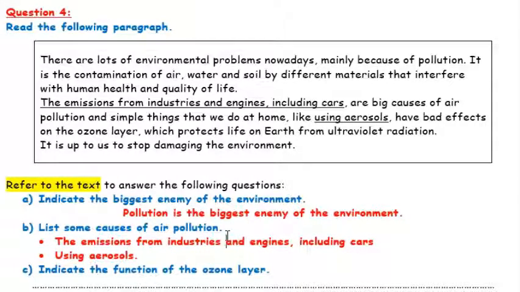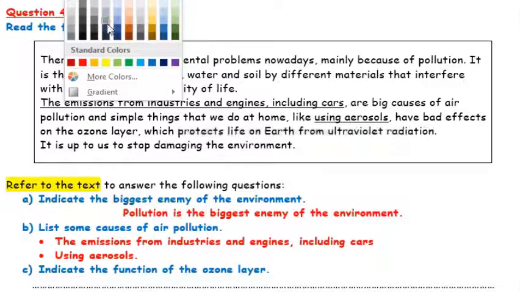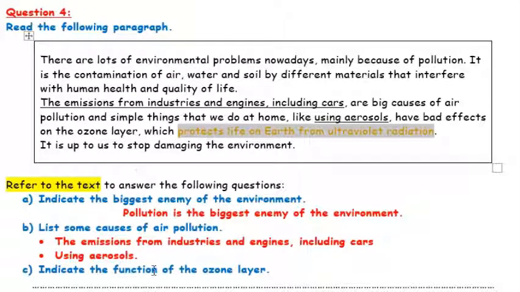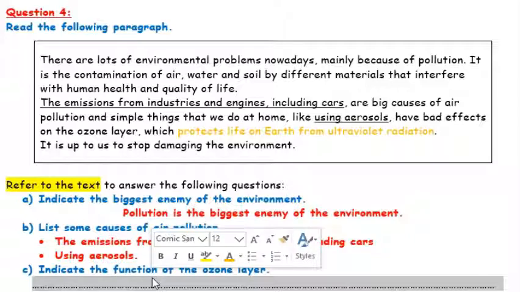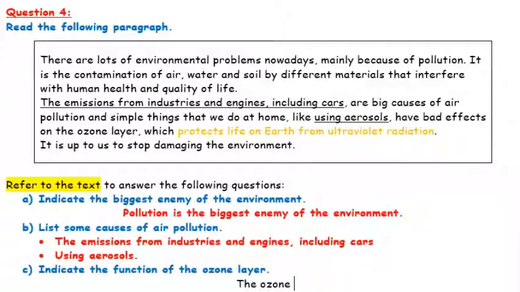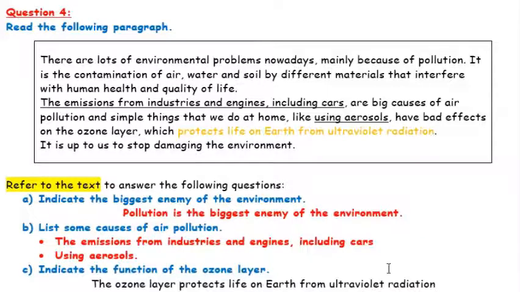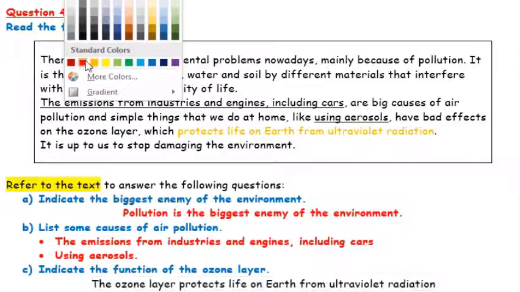Okay, indicate the function of the ozone layer. What did they say about the ozone layer? Good job. What does the ozone layer do? It protects life on Earth from ultraviolet radiation. That's right. Good job. So, I will color it in orange. So, the ozone layer, like they said, protects life on Earth from ultraviolet radiation. Good job.